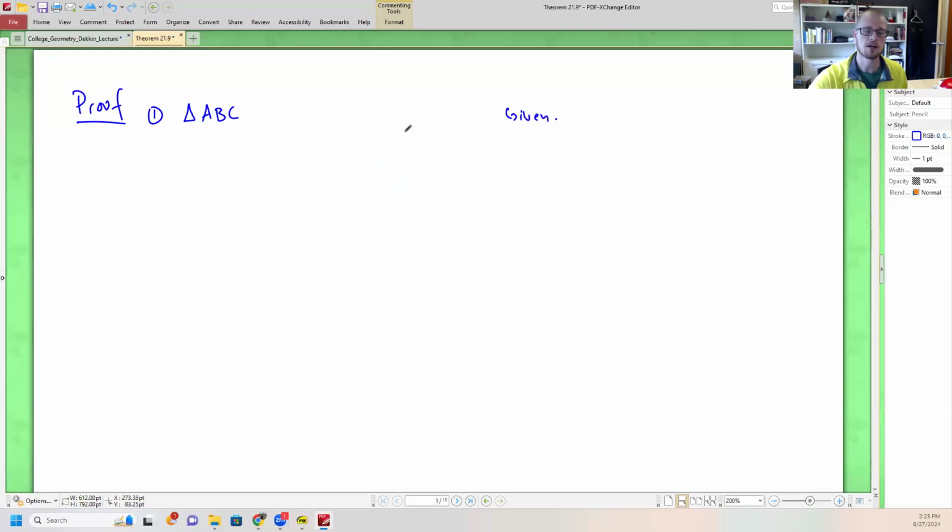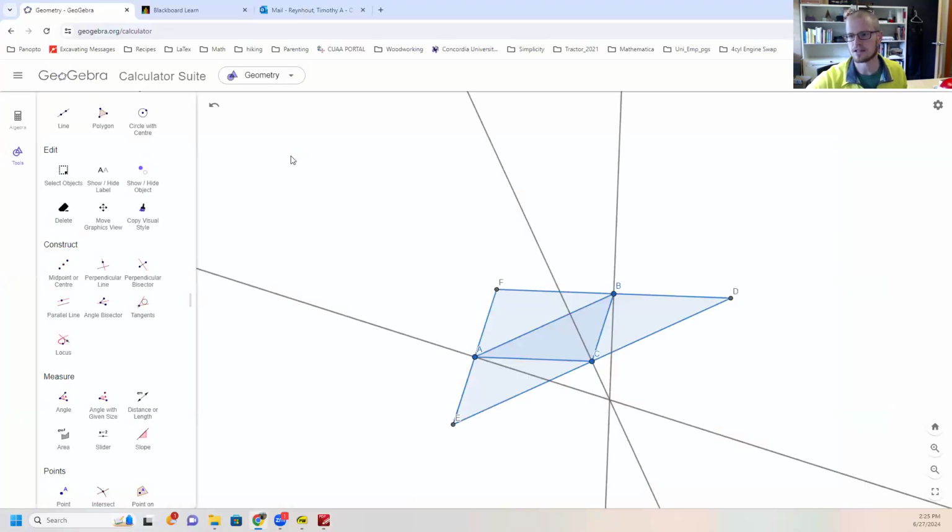Continuing our two column proofs here. The next thing that we did was we actually constructed the altitudes of the triangle. We constructed the altitude, perpendicular to AC through B, the perpendicular to CB through A, and the perpendicular to AB through C. So we created those three.